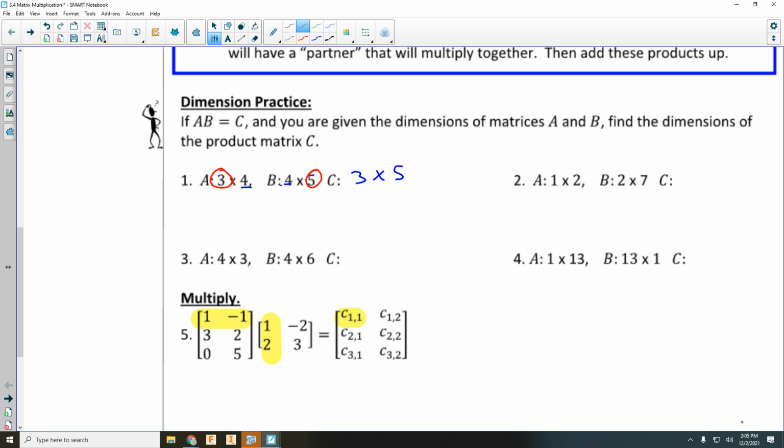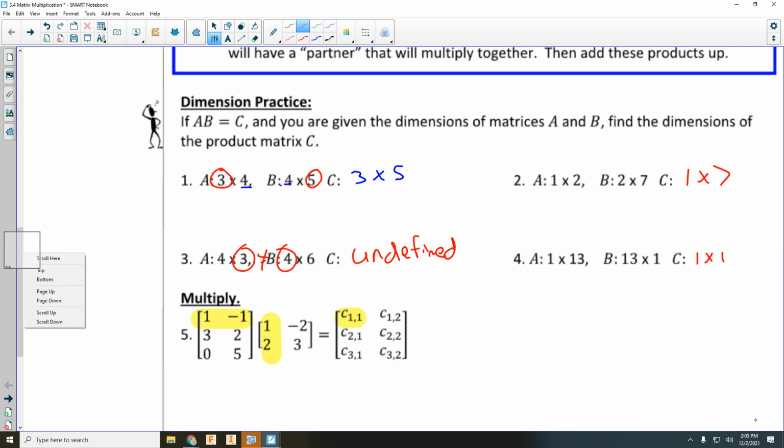So, number 2, can we do it? Yes. What's the result? 1 by 7. Number 3 is undefined. Why is it undefined? Because the insides are not the same. 3 and 4 don't equal each other, so you can't do it. Next one is 1 by 1. 1 by 13 times a 13 by 1 would be a 1 by 1. So, that's just a little practice.